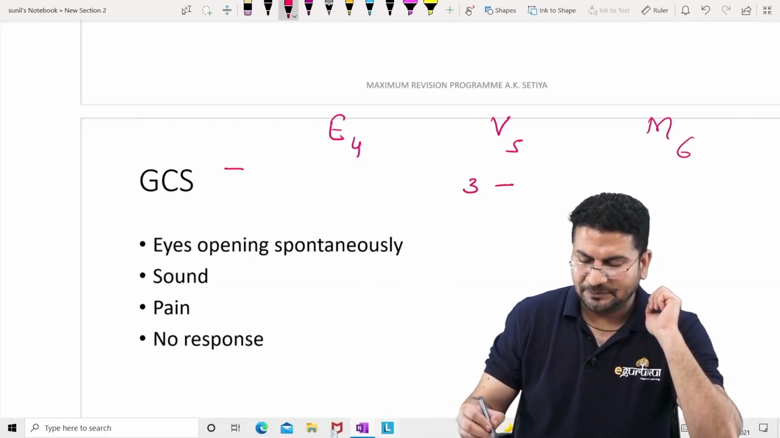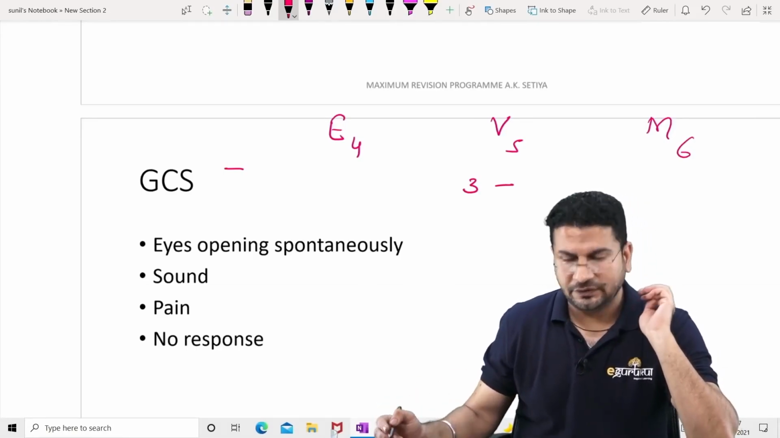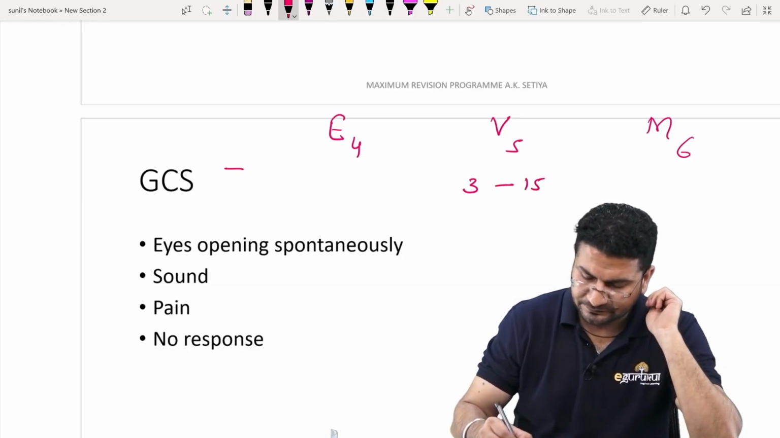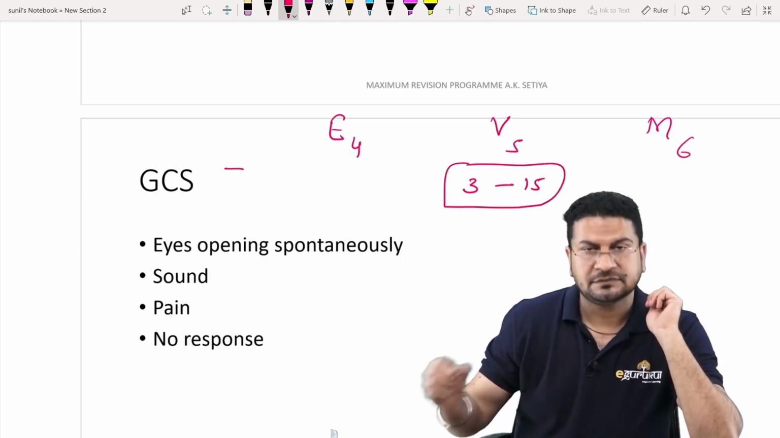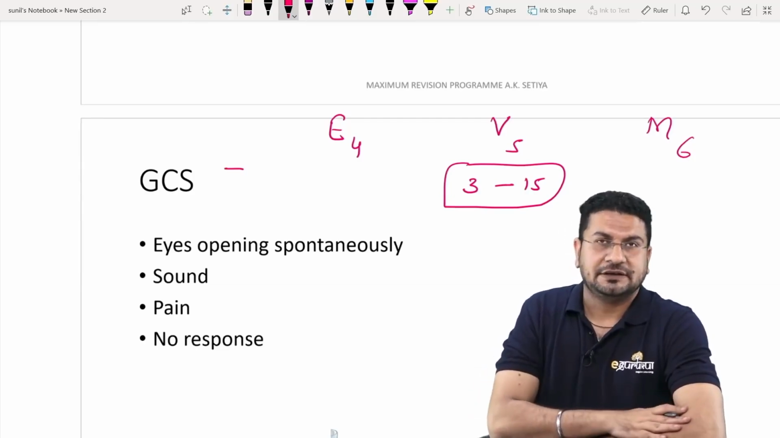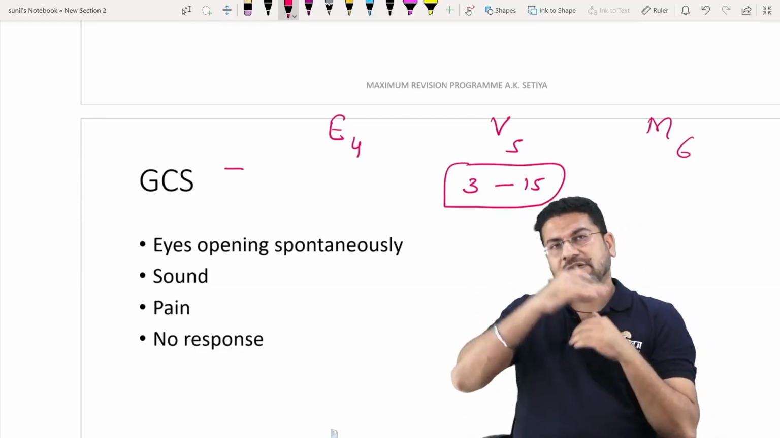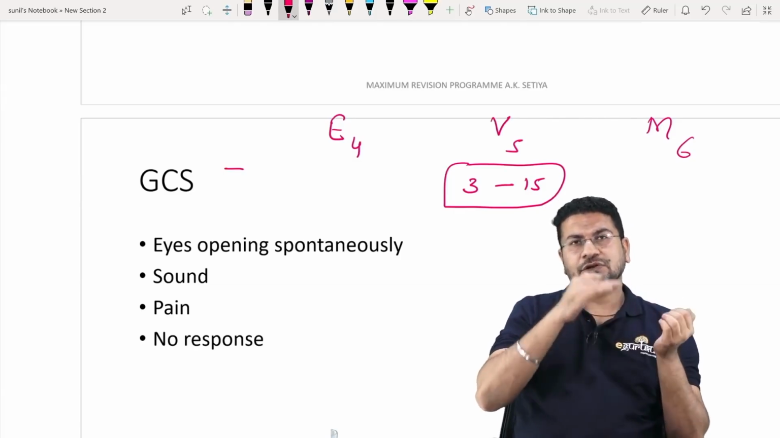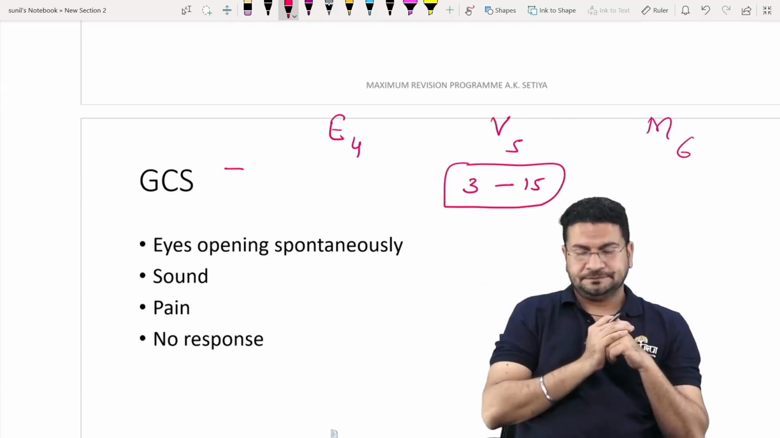If I say maximum 6 plus 4, 10, 10 plus 5, 15. So maximum will be 15. Minimum score will be 3. So how to understand each component, understand this. We'll study in a different way. Like you have seen in books 1, 2, 3, 4, we'll study like 4, 3, 2, 1.